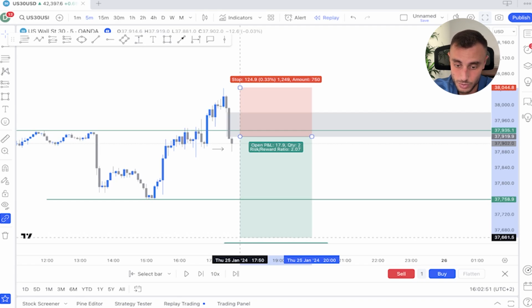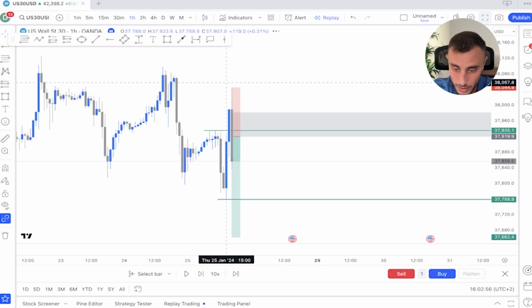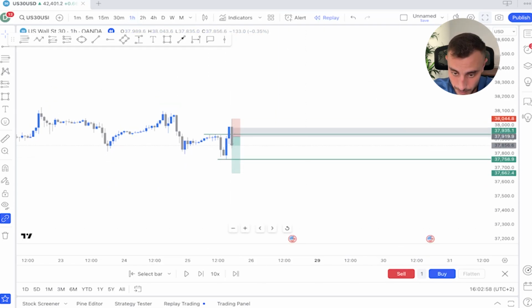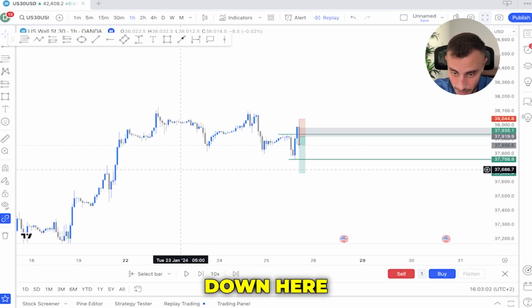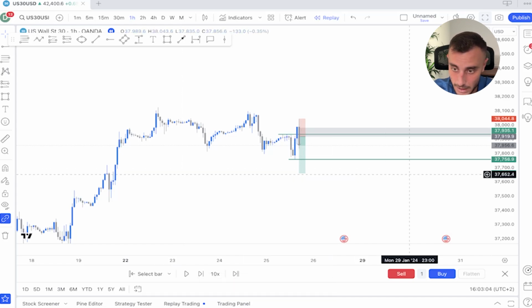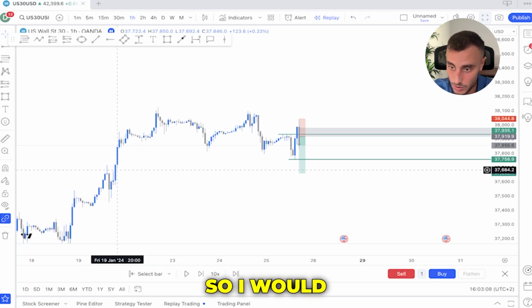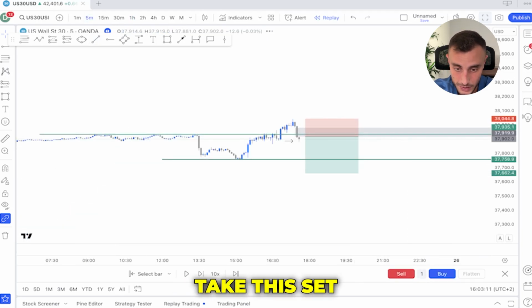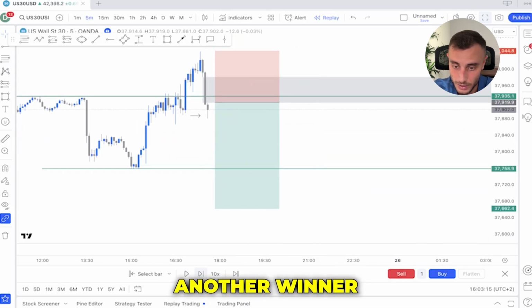Take profit 1 to 2. Okay, so in this case, I would go on the 1 hour and I would look at the 1 hour to see, okay, do we have something to mitigate down here? And yes, we do, but the price could react from this gap as well. So I would personally not take this setup either. Okay, so let's see. Maybe this would have been another winner.